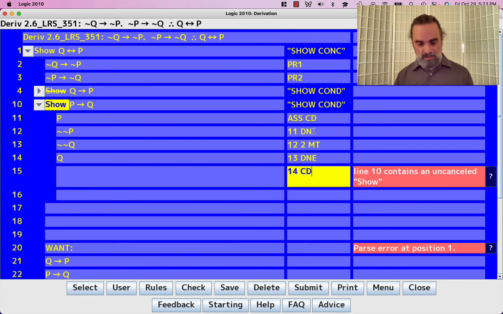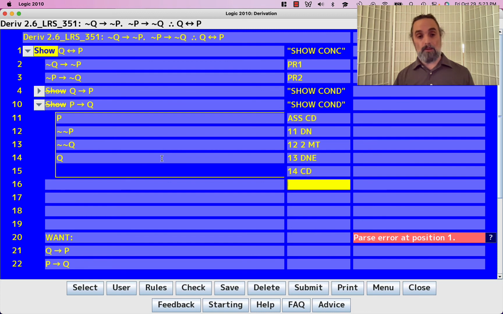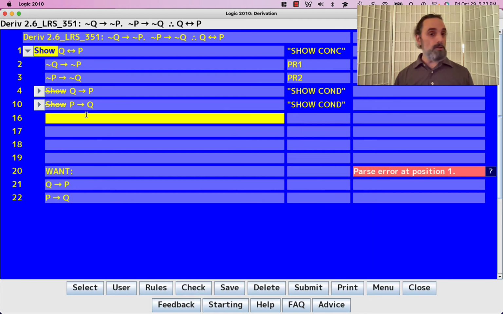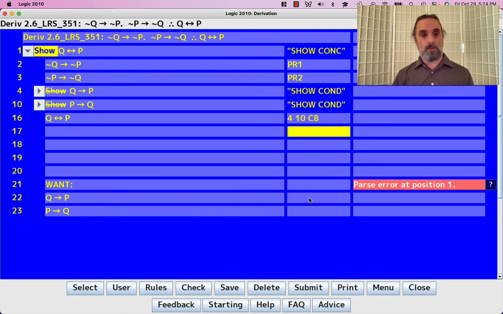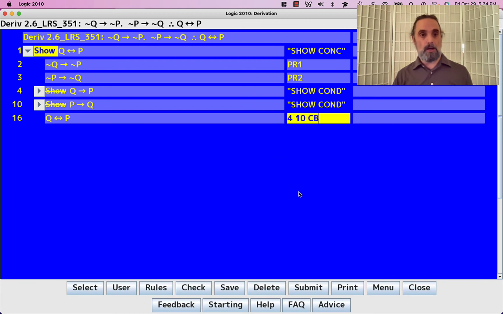Keep using the wrong lines. And so, right, this is the consequent of that, so we can use this to box and cancel that with our CD rule. Close that up, and now we're just going to stick these together for 10, CB, using the new biconditional rule. We want Q if and only if P. This is the conclusion. Let's get rid of these excess lines, and we're done.